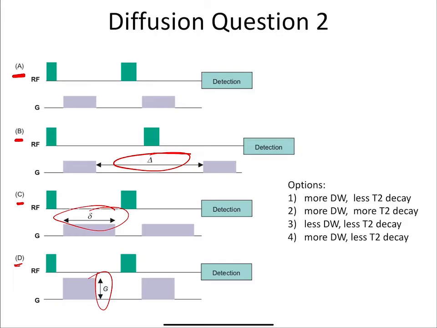You can say whether this has more diffusion weighting and less T2 decay, or more diffusion weighting and more T2 decay, or less of both, or more or less. So actually 2 of those answers are the same, so your chances of being correct are slightly higher than 25% by chance. Okay, so go ahead and feel free to discuss that with your neighbor. Just trying to get you to start thinking about how the pulse sequence is related to what actually happens.